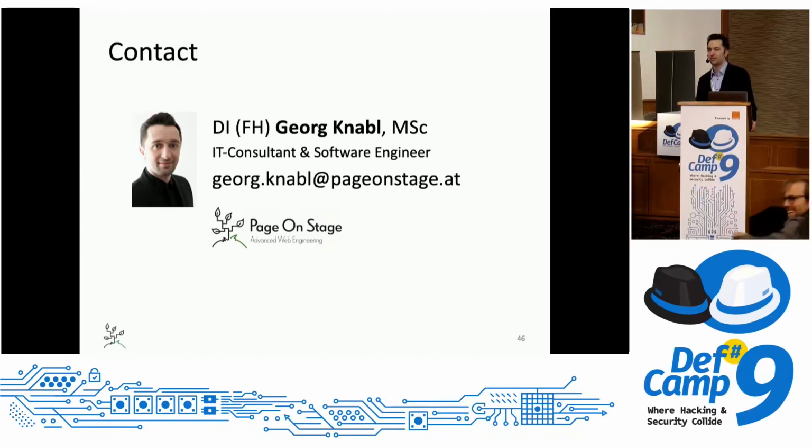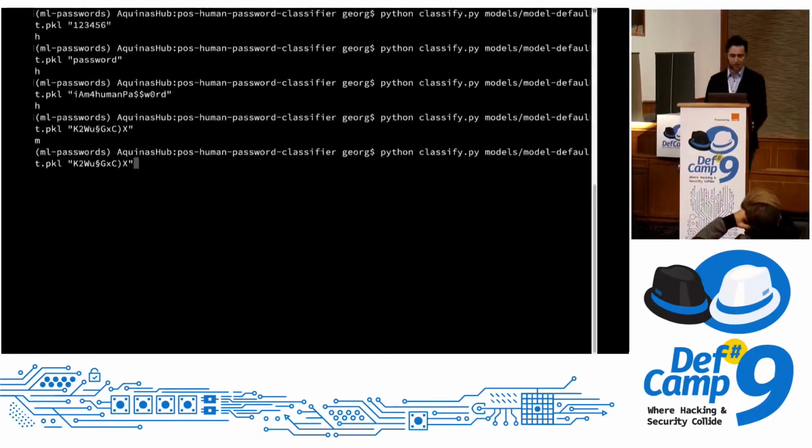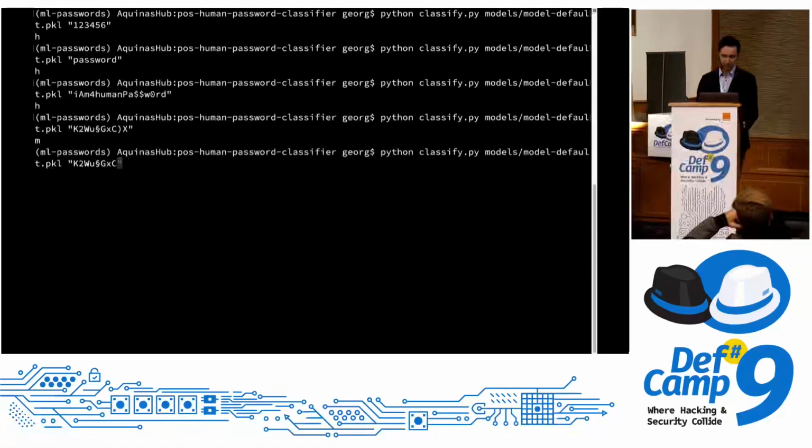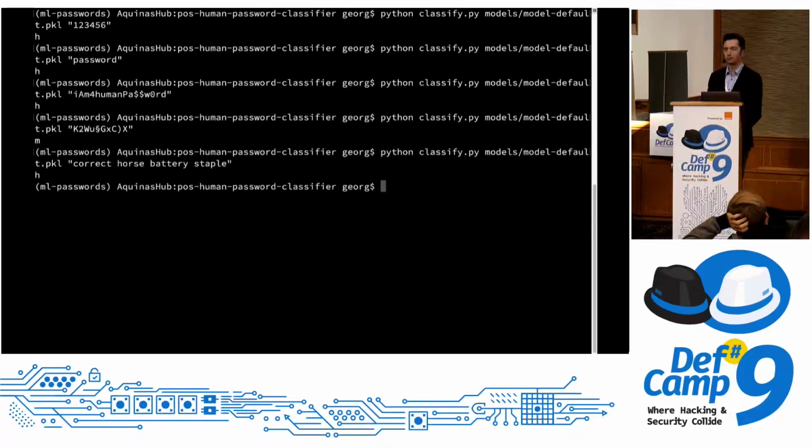In the previous demo you showed us, could you please run the same demo with phrases, words like correct, horse, battery, staple? I was wondering what your model would render. It would be a human password, I'm pretty sure. But actually, it's a really long password, so we'll see. Correct, horse, battery, staple, human. Thanks.